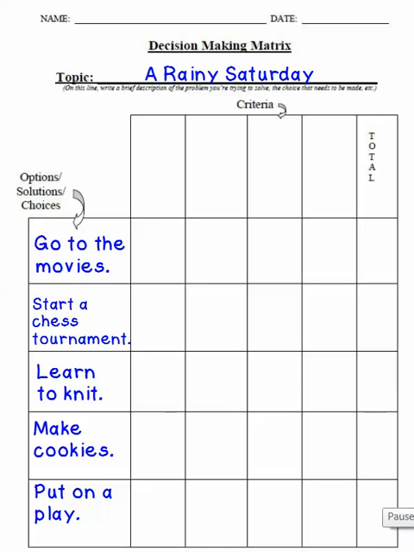Hi everybody. I've gotten a couple of questions on how to use the decision-making matrix lately, so I wanted to do a quick rundown for you.